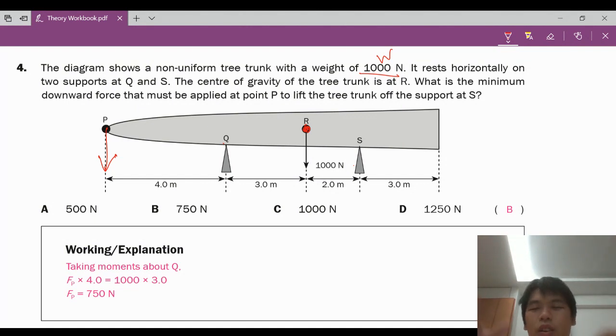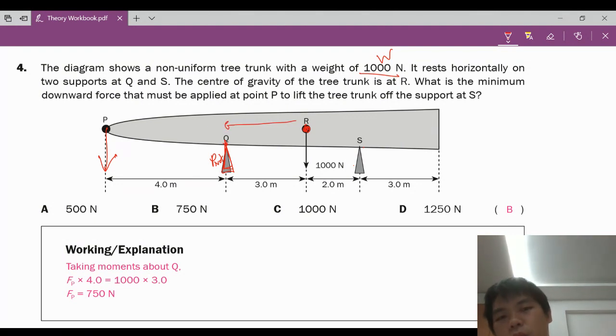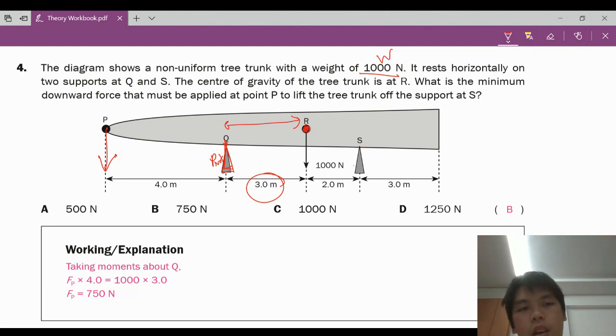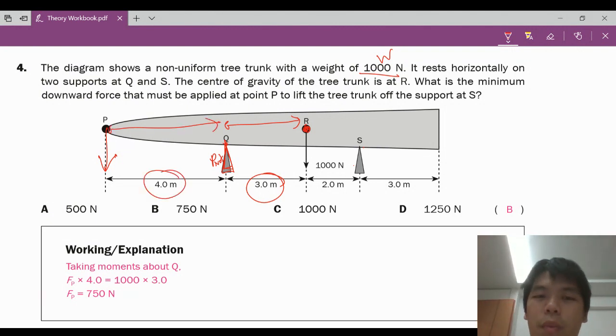So you use the principle of moments. Okay, so let's take the moments about Q. Why? Because you want to lift off S. So this will be a pivot. Okay, so there's R here. The distance from here to here is 3 meters. The distance from here to here is 4 meters. So you have a very simple problem to solve actually.